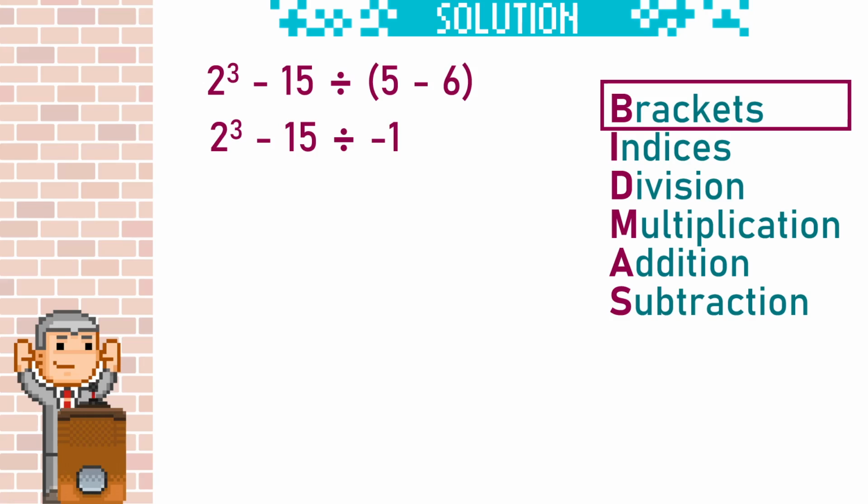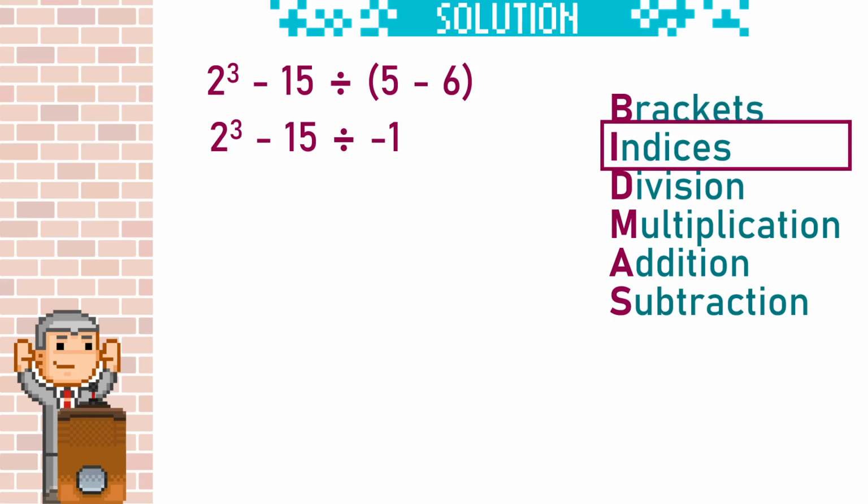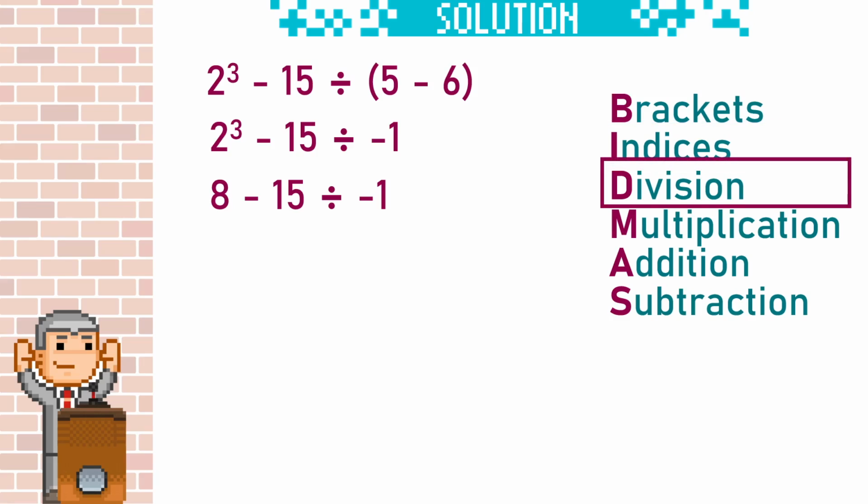Next, we're going to ask ourselves, are there any indices? The indices are powers or roots, and we can clearly see there are 2 to the power of 3. 2 to the power of 3 is just 2 times 2 times 2, which is going to be 8. Next, we ask ourselves, are there any divisions? Yes. There's minus 15 divided by minus 1. 2 minuses make a plus, so a positive answer, and 15 divided by 1 is just 15. So our answer is going to be positive 15 or plus 15.